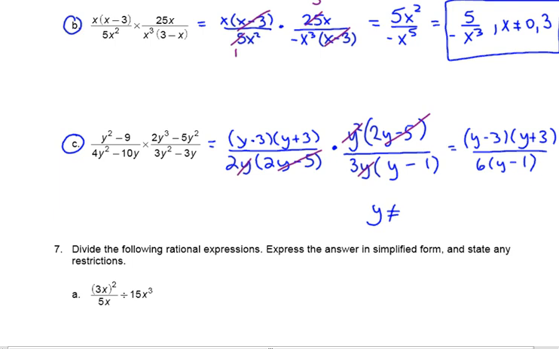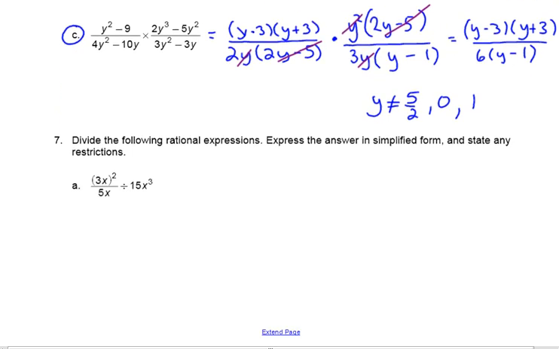y can't be what? Careful, there's a number in front. So it'd be 5 over 2, 0, 0 again, and 1. Fun? Coming back to us? A little bit better than yesterday, maybe?